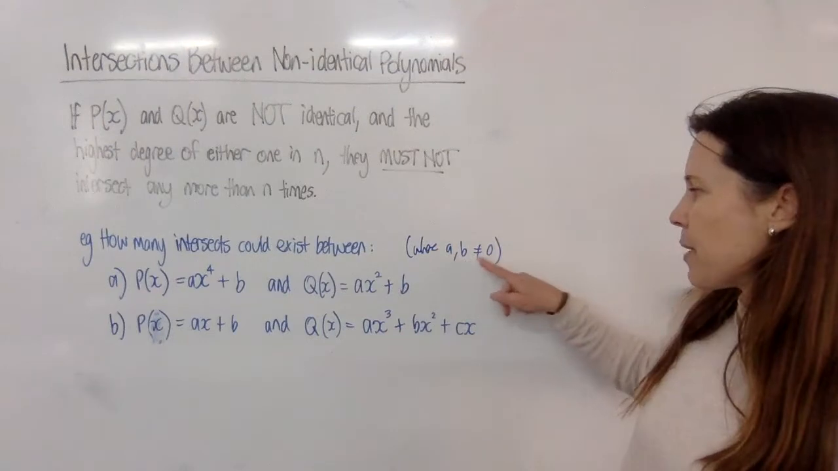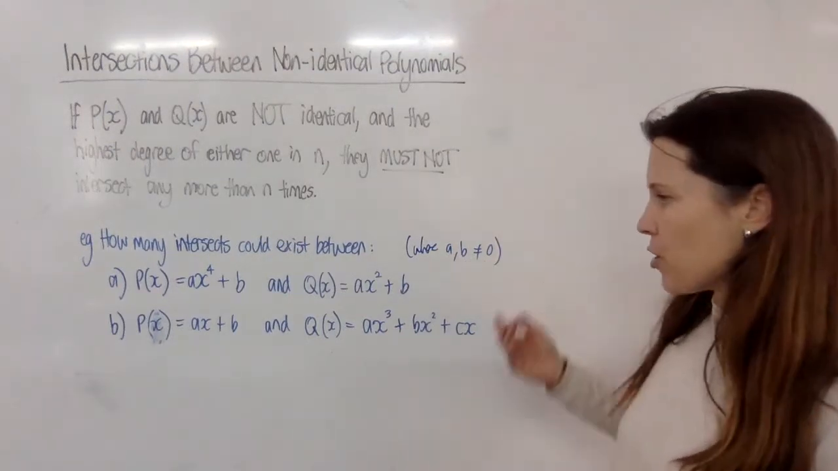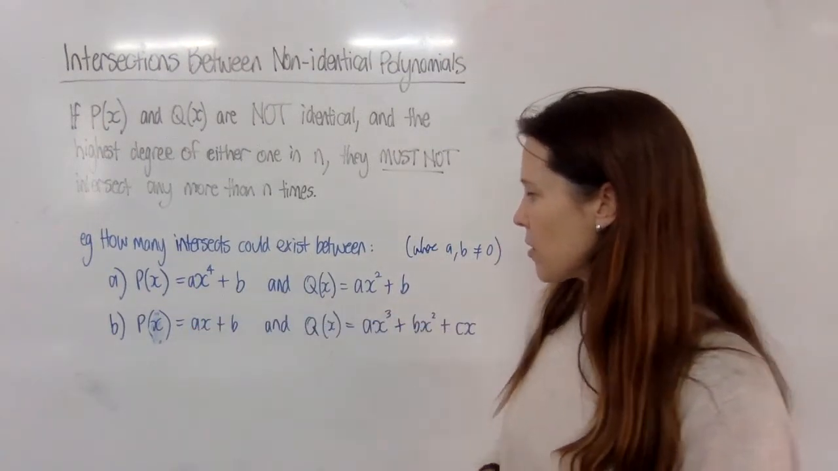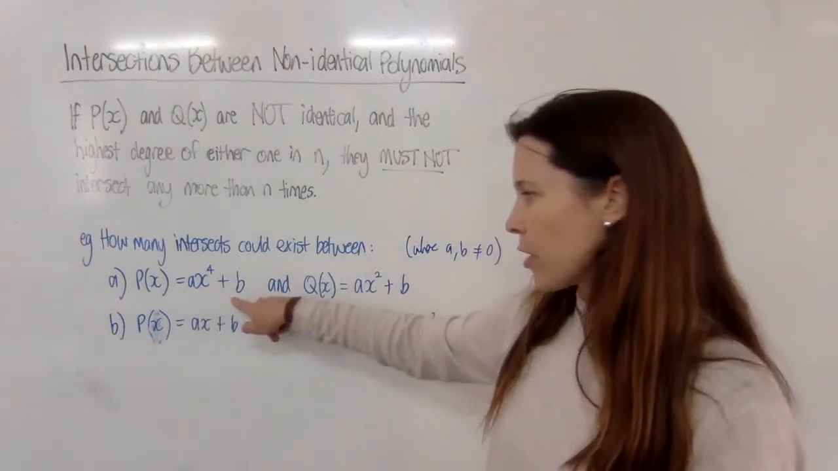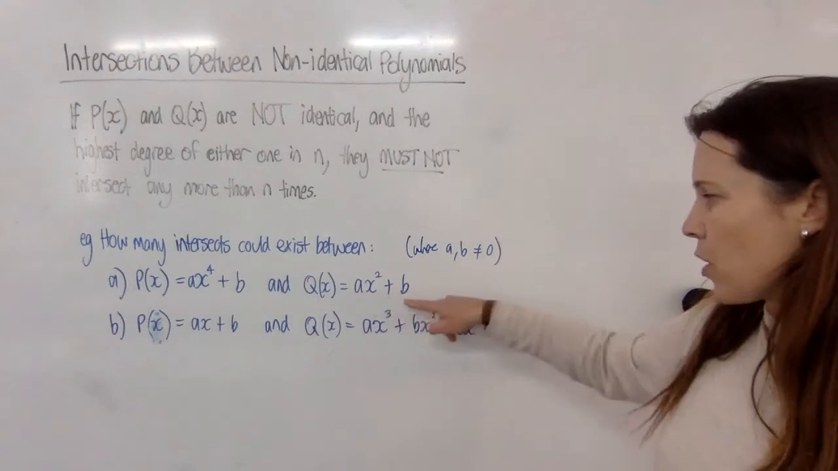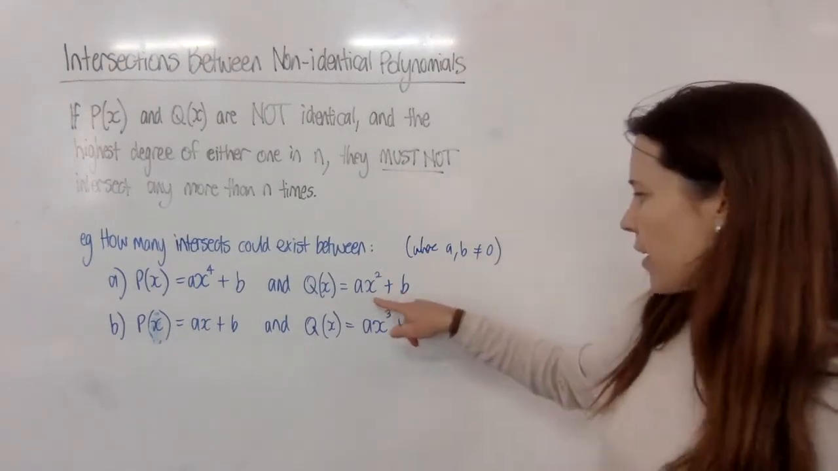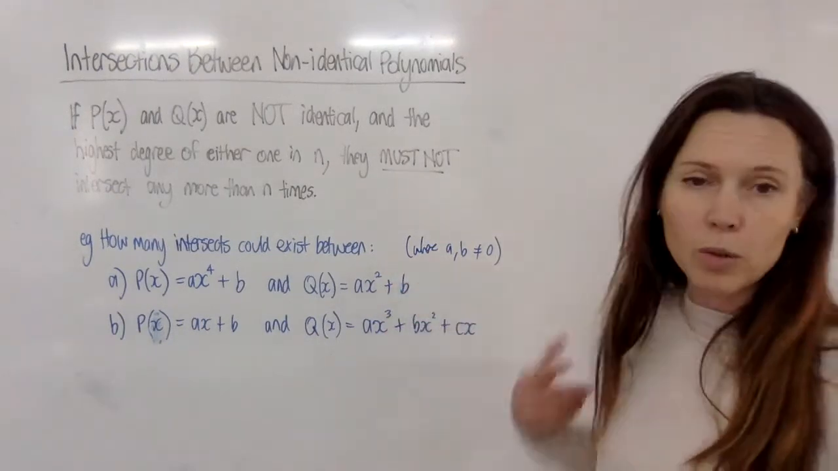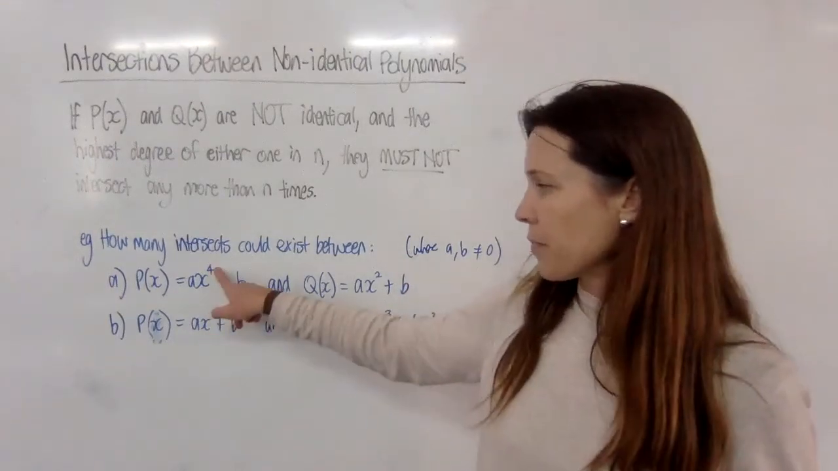Now we know that a and b are not equal to 0, so we're assuming here that they are some other constants. And what we can see straight away is that we've got a quartic curve because the highest power of x is 4, and we've got a parabola or a quadratic function, and I can tell that because the highest power of x is 2. So the higher one of either one of them is 4.